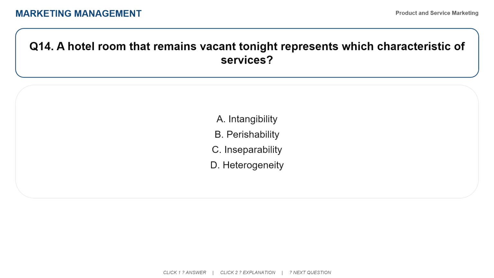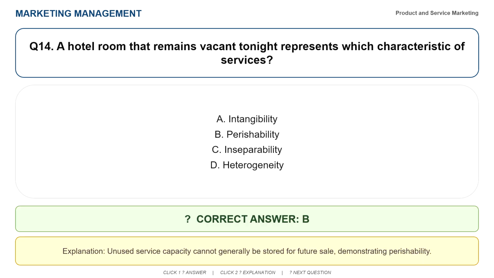Question 14. A hotel room that remains vacant tonight represents which characteristic of services? Option A, intangibility. Option B, perishability. Option C, inseparability. Option D, heterogeneity. The correct answer is B. Explanation. Unused service capacity cannot generally be stored for future sale, demonstrating perishability.